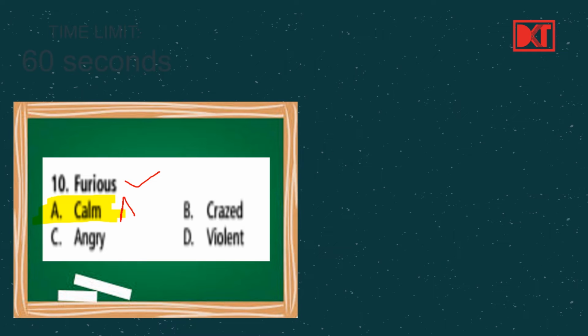This is an antonym. The other was like crazed, a synonym of furious; angry, synonym; violent can also be a synonym. Anger and violence usually go together.